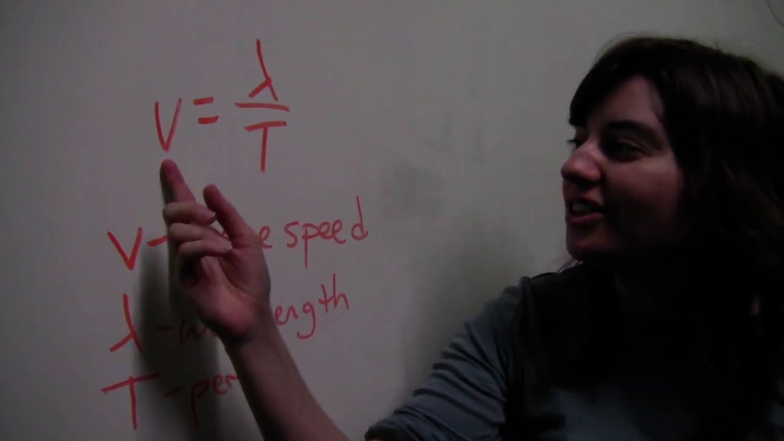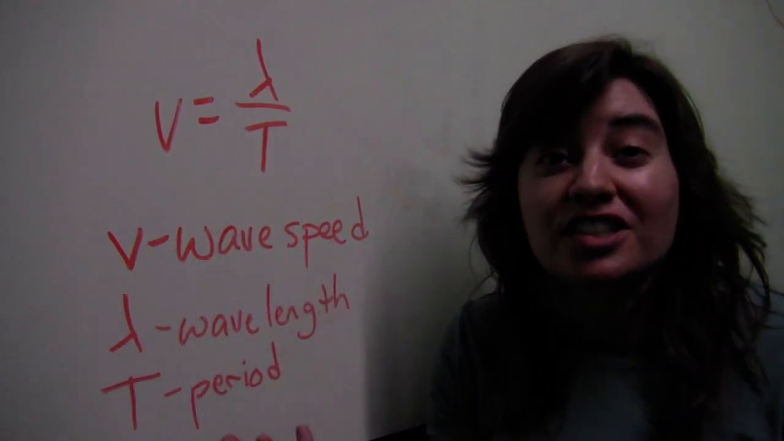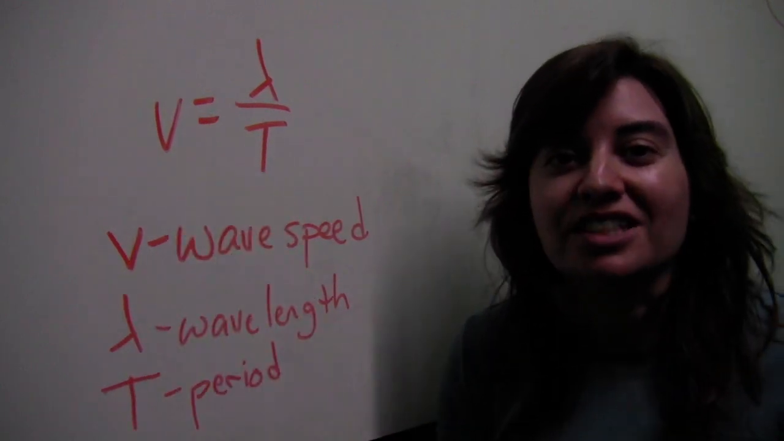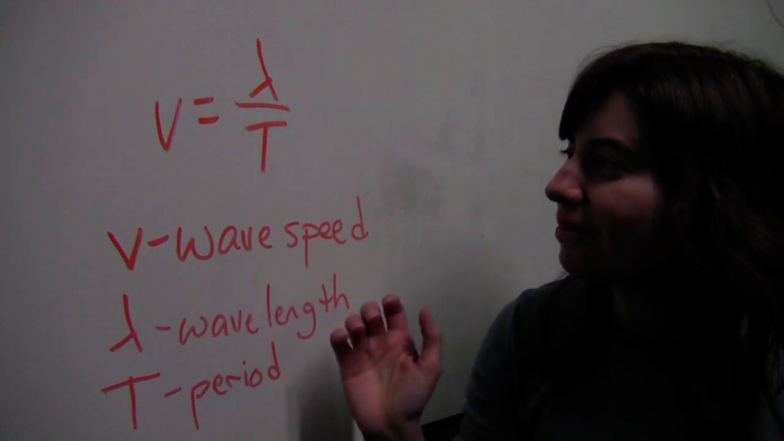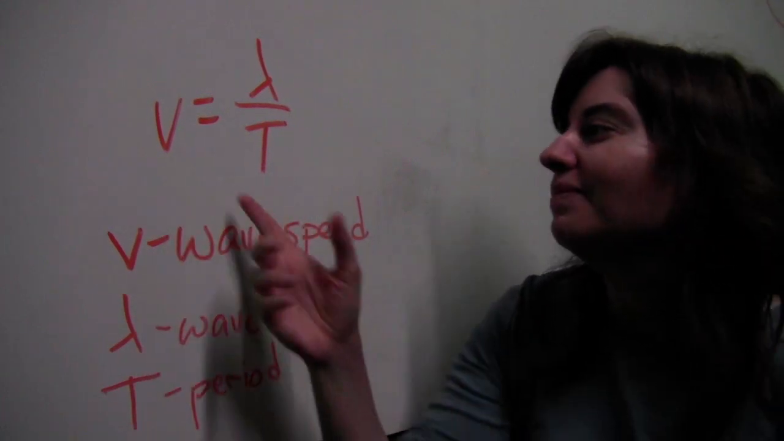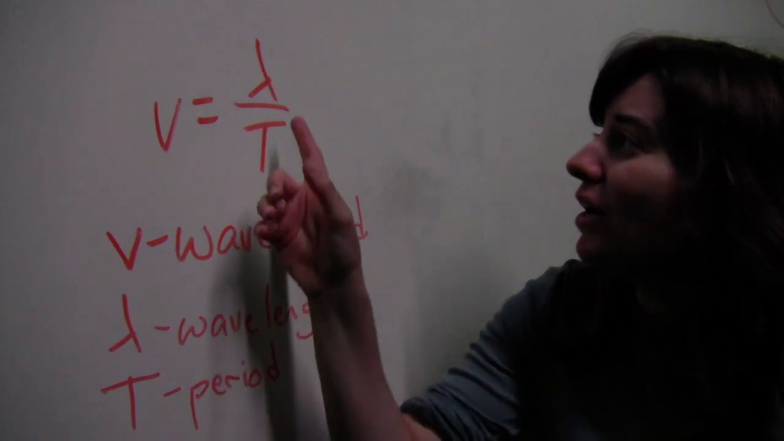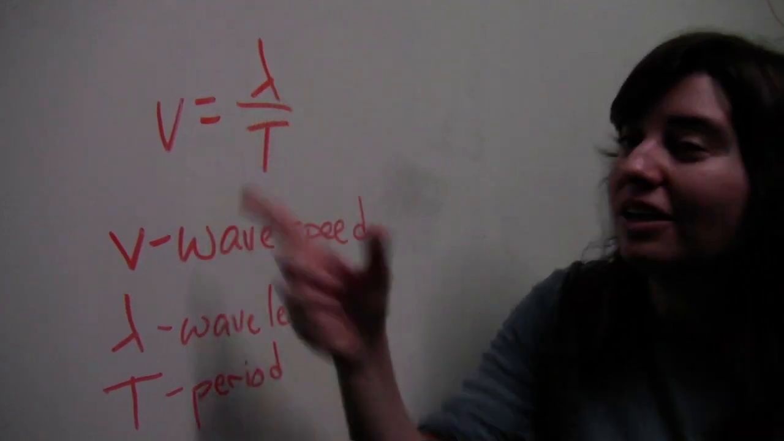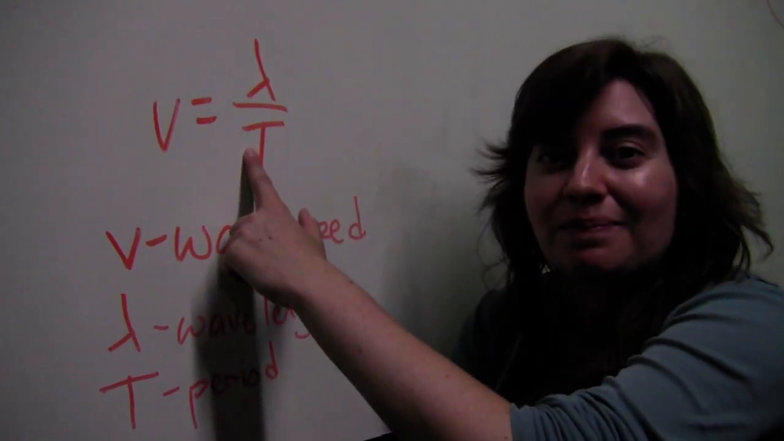So let's start here. This is wave speed. This V a lot of times stands for velocity. That's why it's a V. Velocity is kind of a synonym for speed. We'll get into the difference between that later. But for now, we can think of them as synonyms, velocity and speed. So how do we determine that speed? Well, it's going to be equal to the wavelength, which we talked about last week, divided by the period.